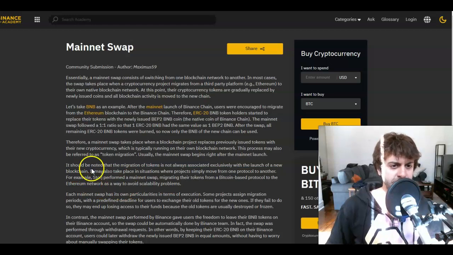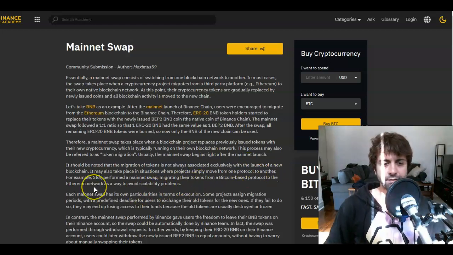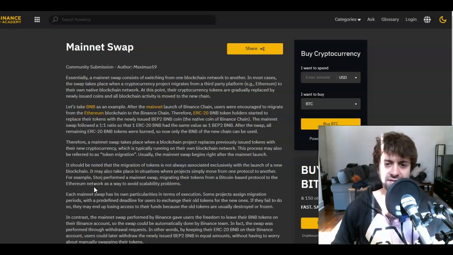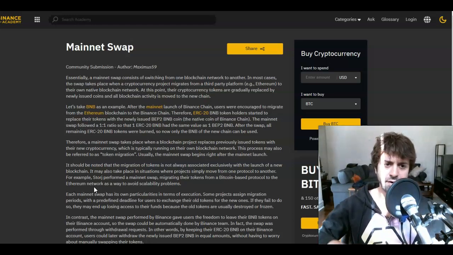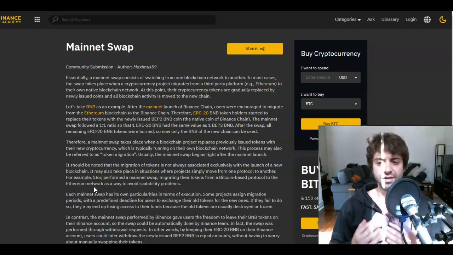They make a good point here on Binance, academy.binance.com, that it may also take place in situations where projects simply move from one protocol to another. For example, Storage performed a mainnet swap, migrating their tokens from a Bitcoin-based protocol to an Ethereum-based network protocol to avoid scalability problems. So there's two primary methods, right, that you can go about this.